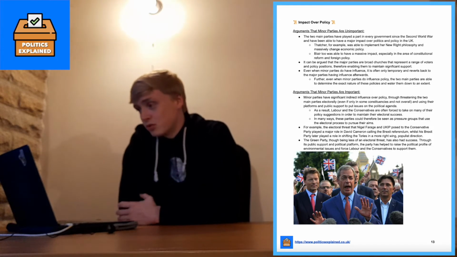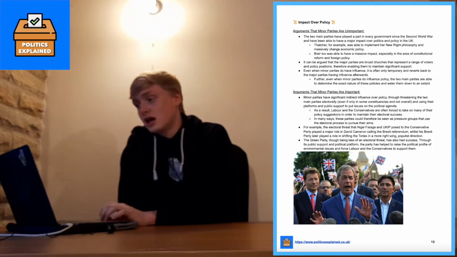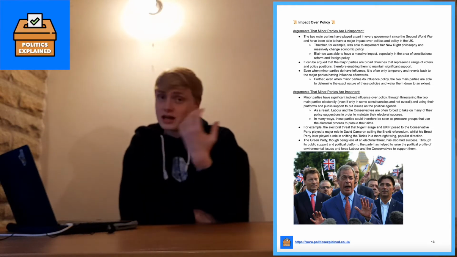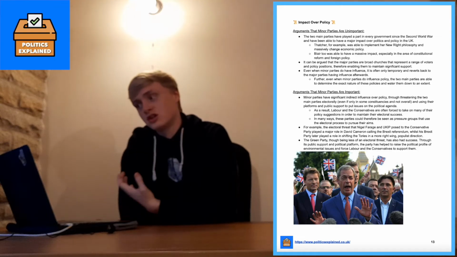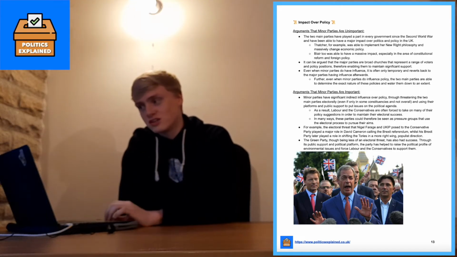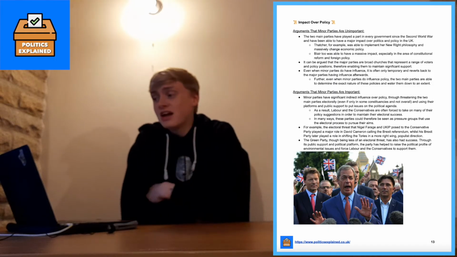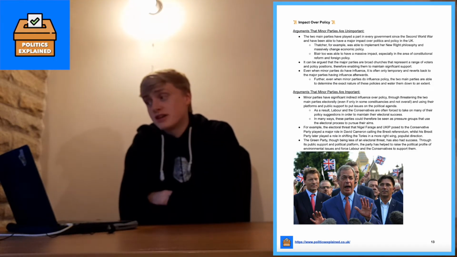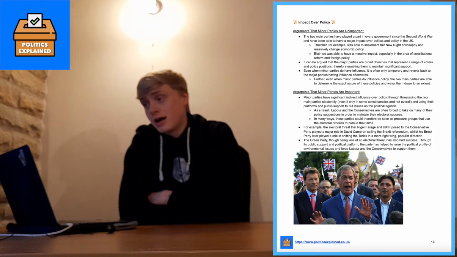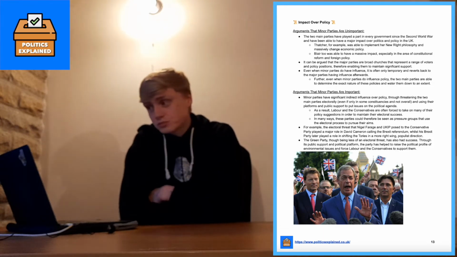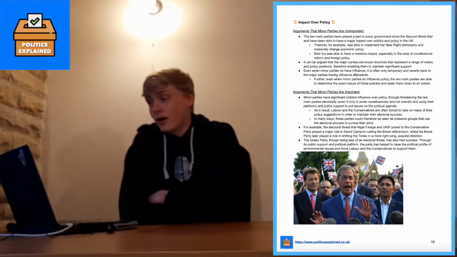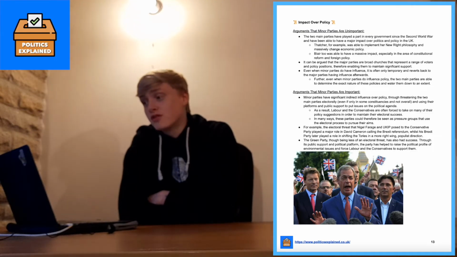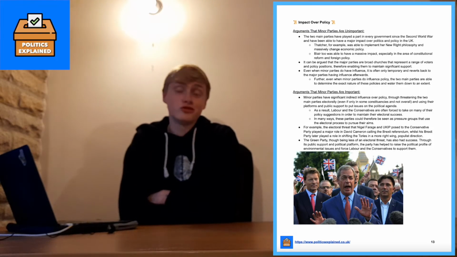So Thatcher, for example, was able to implement her New Right philosophy and massively change economic policy. Blair was able to have a massive impact introducing devolution, especially, and other constitutional changes, foreign policy of the Iraq War. And it can be argued that major parties are broad churches that represent a range of voters and policy positions, and therefore enable them to maintain significant support. And even when minor parties do have influence, it's often temporary and reverts back to the major parties having influence afterwards.